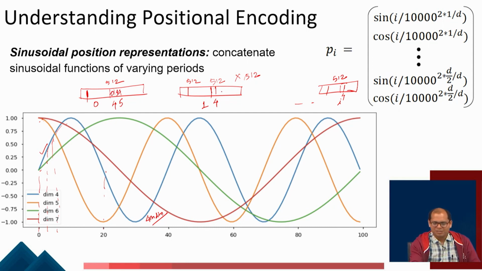What is the fifth dimension value for the first position? I will take the corresponding value of this curve. So that is the interesting way in which all the 512 cross 512 values can be found. They use alternatively sine and cosine. For the first dimension they'll use sine, the next dimension cosine, and so on. So alternatively sine and cosine waves.